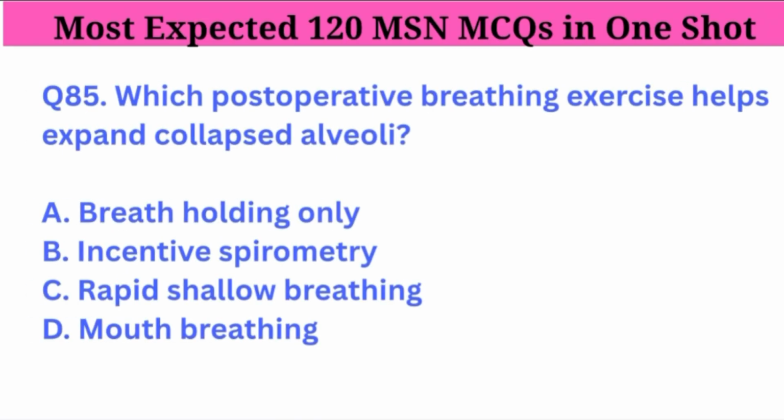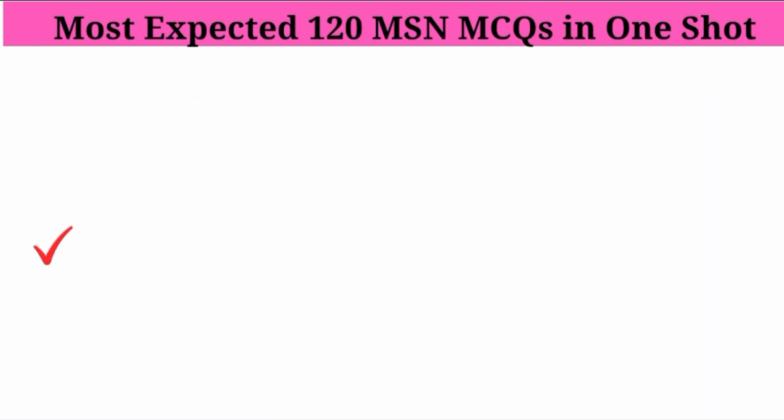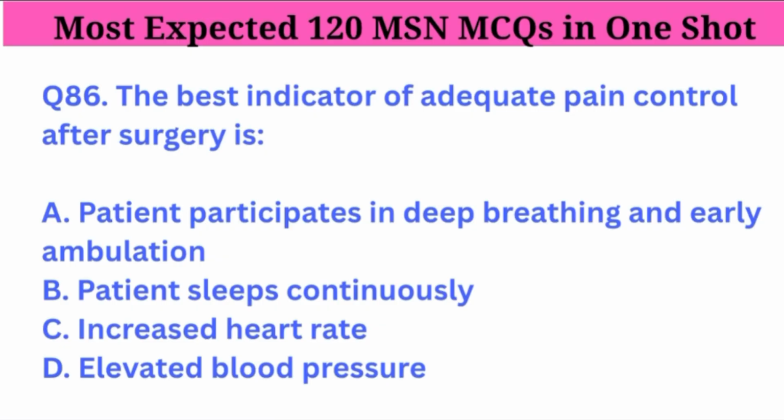Which postoperative breathing exercise helps expand collapsed alveoli? Your correct answer is option B. Incentive spirometry. The best indicator of adequate pain control after surgery is? Your correct answer is option A. Patient participates in deep breathing and early ambulation.